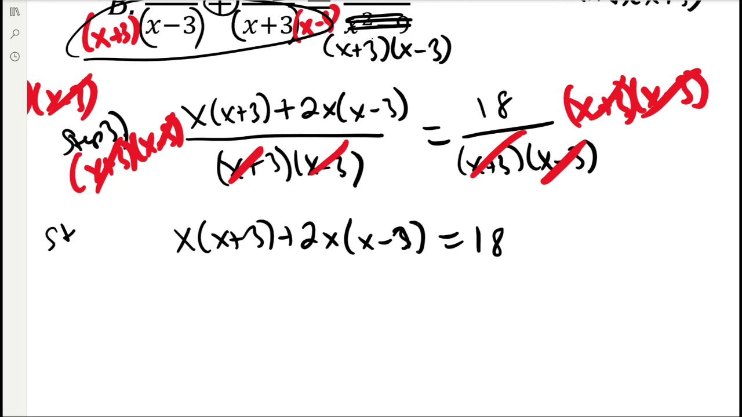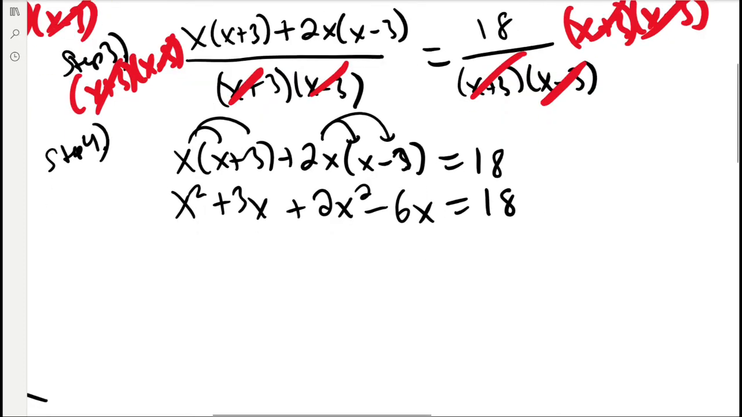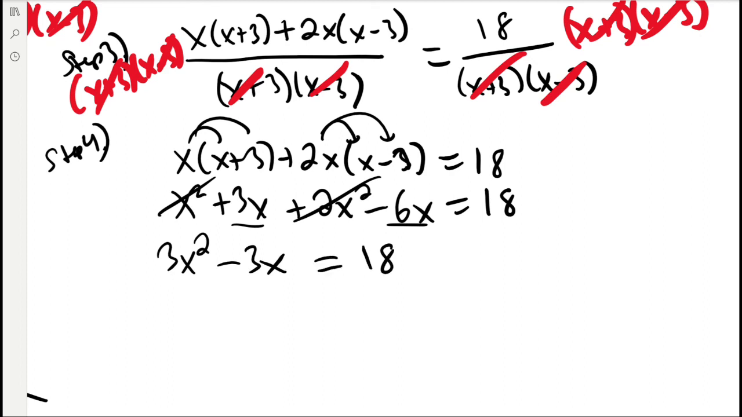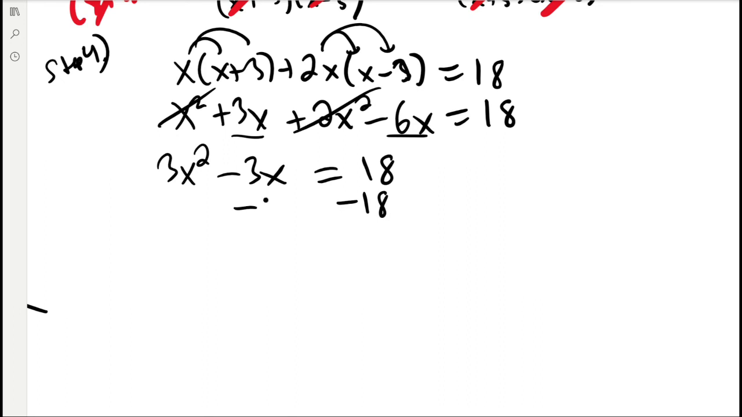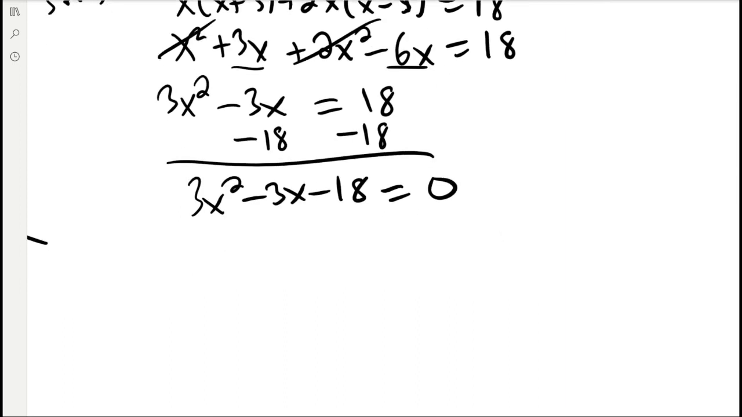So now we're officially in step 4. So we'll have to distribute. So we have x squared plus 3x plus 2x squared minus 6x equals 18. Noticing that this is quadratic, we can combine these like terms. We can combine the x squareds into 3x squared. The 3x and the negative 6x can be combined to be negative 3x. And then we have equals 18. So we're going to go ahead and move the 18 over, so that we have 0 on one side, which is what we want in order to factor.